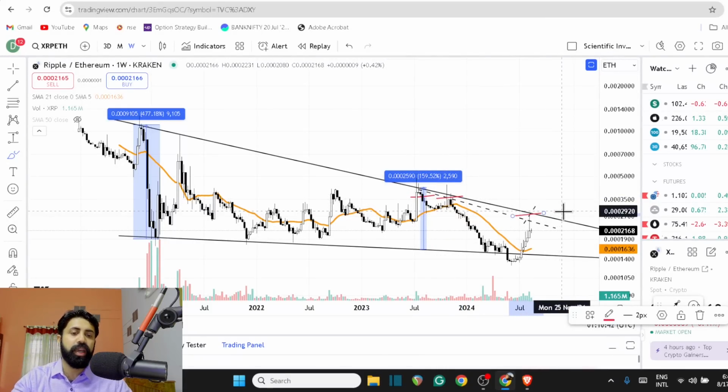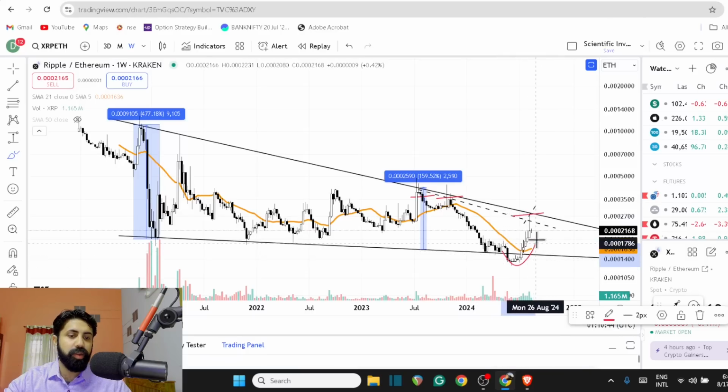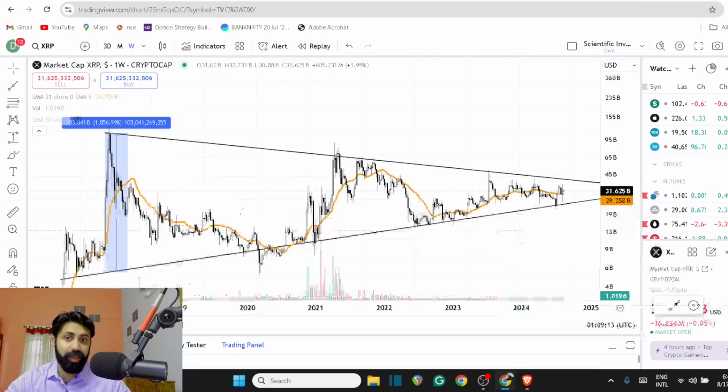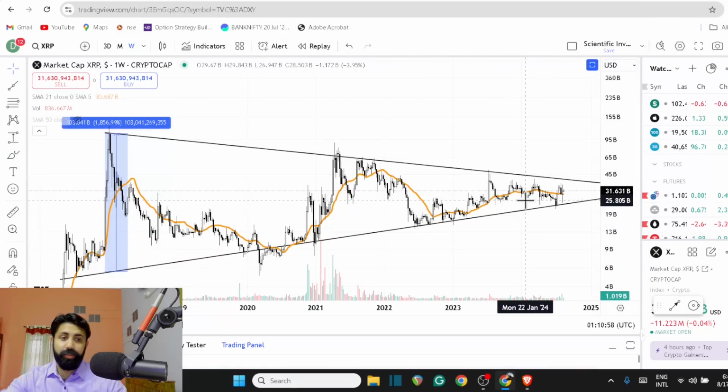That means you're making a lower high. That means the breakout is not now. You may come down and then start going up. So for that to happen, Ether should be running higher. Because we all understand the fact that XRP price is not dropping. 0.5 is kind of that range where you are like concrete.